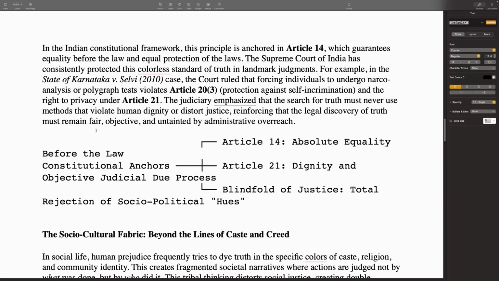judgments. For example, in the State of Karnataka versus Selvi 2010 case, the court ruled that forcing individuals to undergo narco analysis or polygraph tests violates Article 20, Clause 3, that is, protection against self-incrimination, and the right to privacy under Article 21. The judiciary emphasized that the search for truth must never use methods that violate human dignity or distort justice, reinforcing that the legal discovery of truth must remain fair, objective, and untainted by administrative overreach.